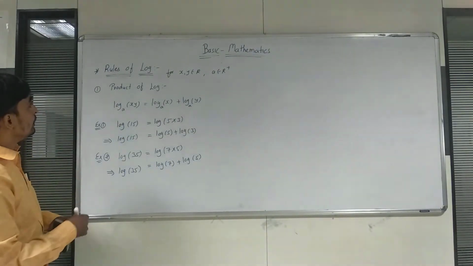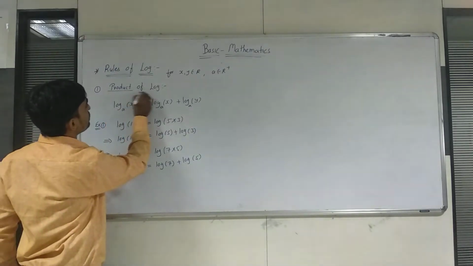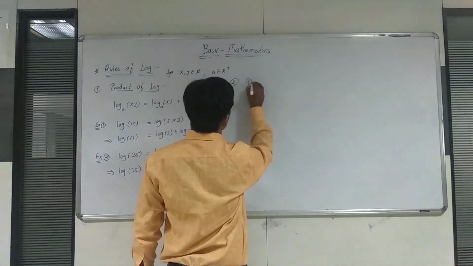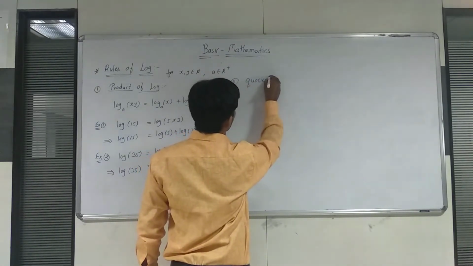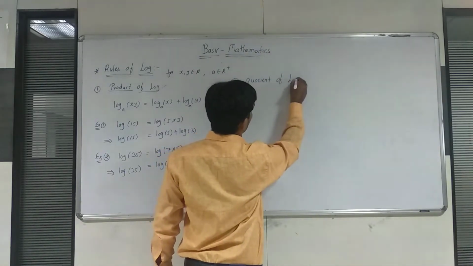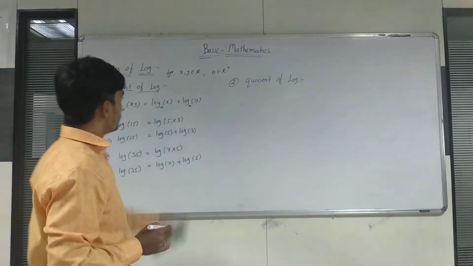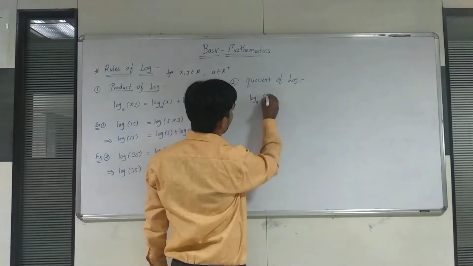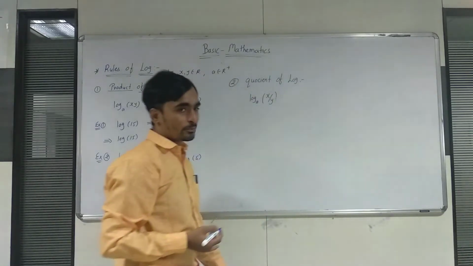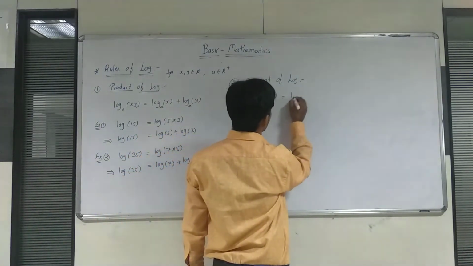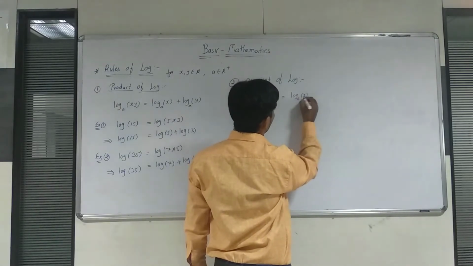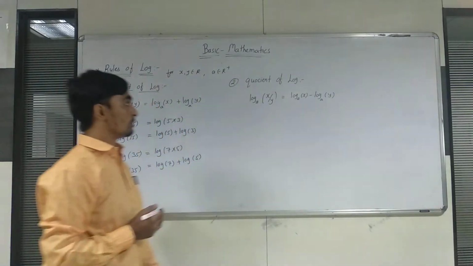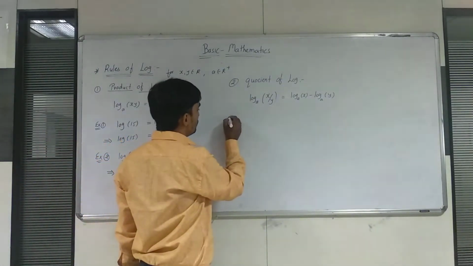Okay, now this was the product of log. Second rule is the quotient of log. Same requirement. What is it? Log of x by y at base a is written as log of x at base a minus log of y at base a. This is the second rule.